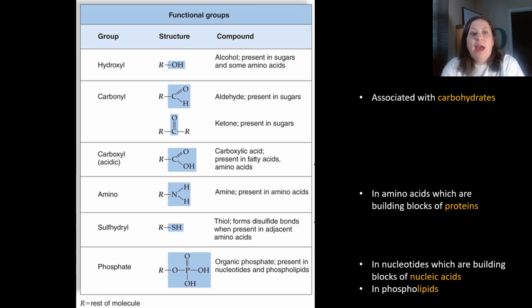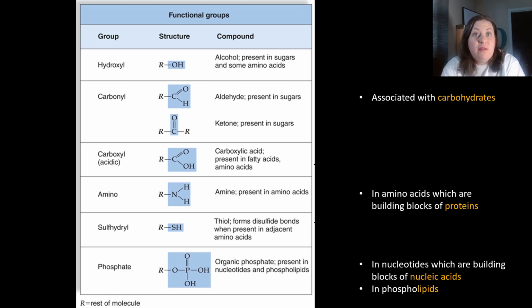So hydroxyl is an OH. This is an alcohol and it's present in some sugars and some amino acids. We also have a carbonyl group. This is going to be where you have a double bonded oxygen and a hydrogen in some cases, and that's an aldehyde, and these are present in sugars. If it's just a double bonded oxygen, we call that a ketone. These are also present in sugars.